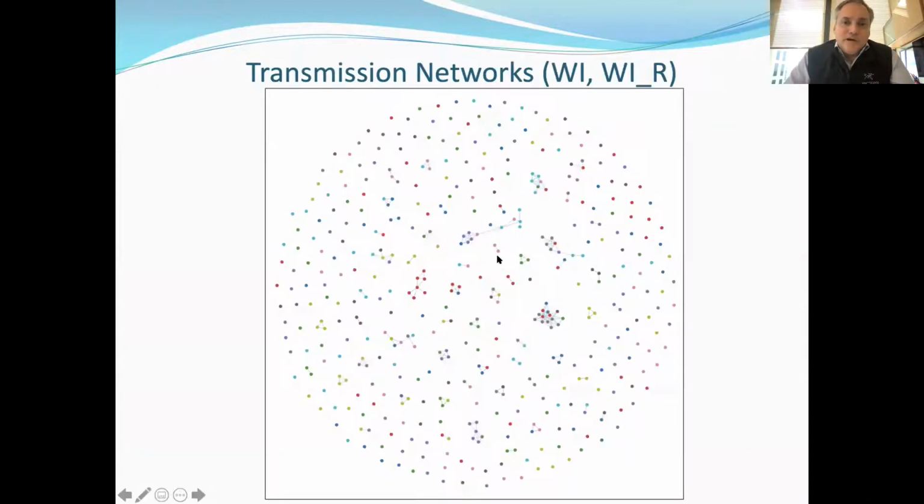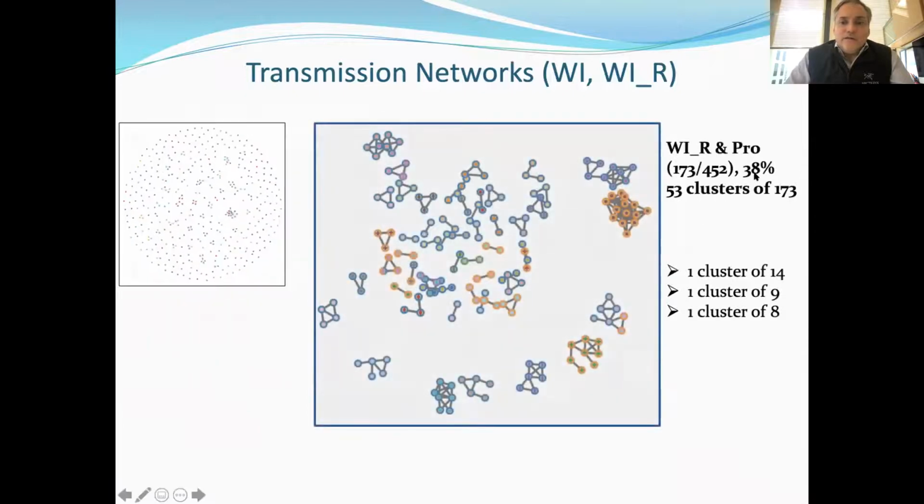We can look at something like Wisconsin, where we're able to combine both the prospective and the retrospective data to look at upwards of 400 individuals. Here we can see that the rate of clustering is about 38%. So even though we've increased the number of samples dramatically, the rate of clustering is about on par with what we saw with New England.